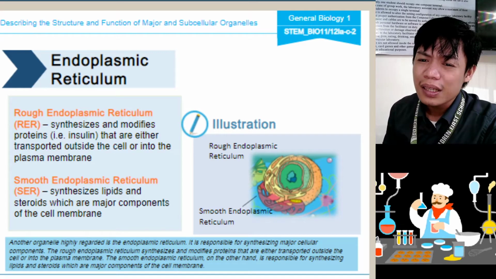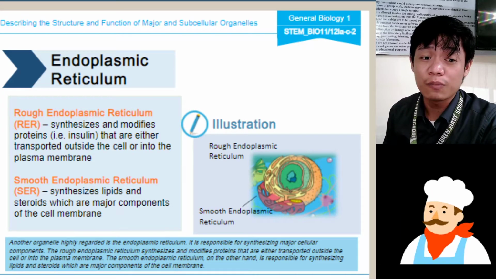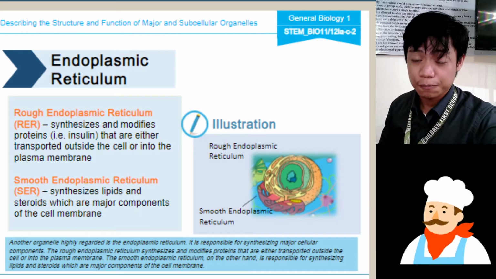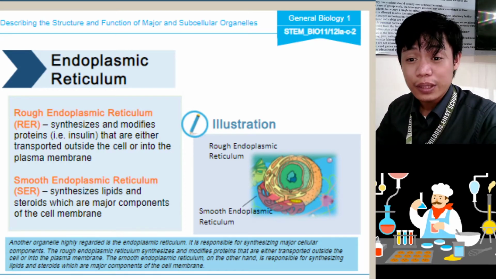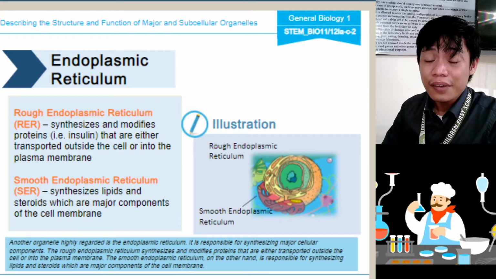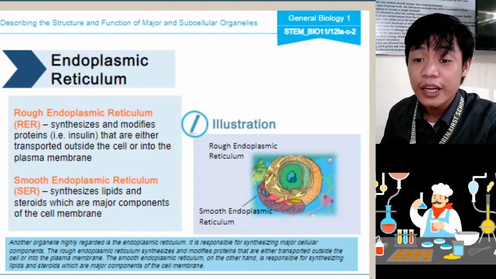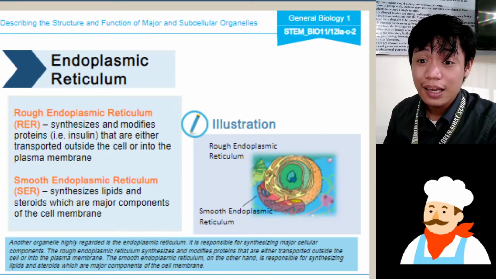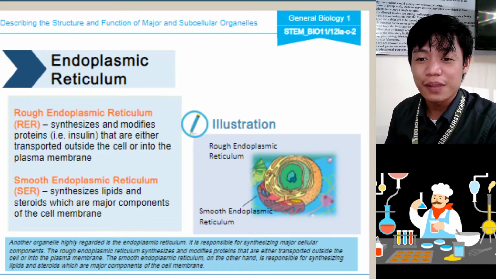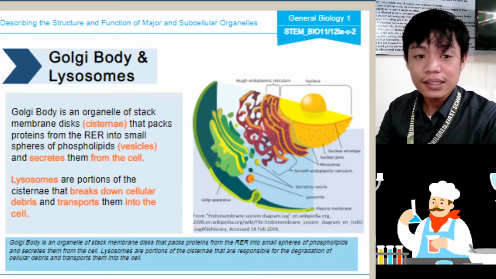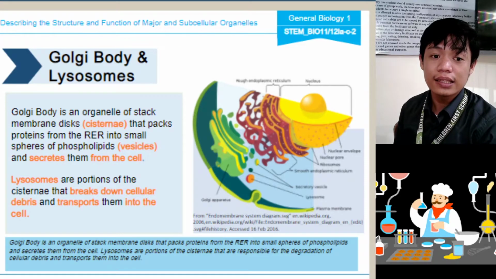But what do you think is the main difference between the rough endoplasmic reticulum and the smooth endoplasmic reticulum? The main difference is that in the rough endoplasmic reticulum, there is a presence of ribosomes. Ribosomes are attached there, so it is called rough endoplasmic reticulum. So that would be all. Next is the Golgi body and the lysosome.